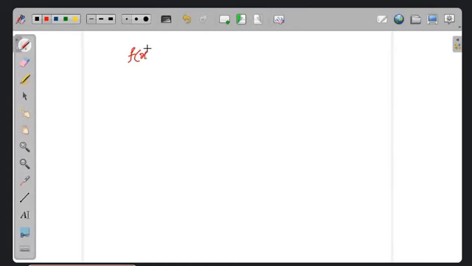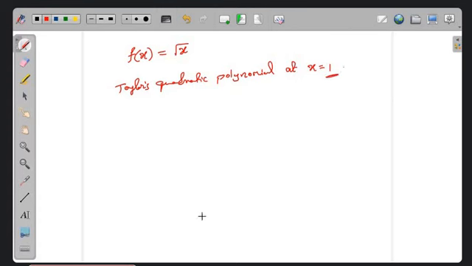Suppose I take f of x is equal to root x. Okay, now I want Taylor's quadratic approximation of it, or quadratic polynomial, at x is equal to 1. So can you guess what we need to do here? Taylor's quadratic polynomial means they don't want the entire expansion, just up to the quadratic term the expansion is enough.